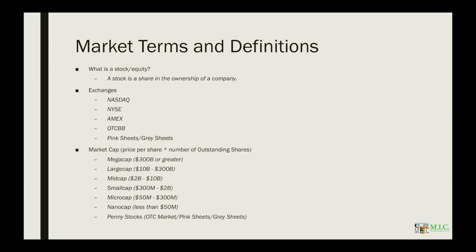Next, we have market cap classifications. These are going to be mega caps, which is any company greater than 300 billion. Large caps between 10 billion to 300 billion. Mid caps 2 billion to 10 billion. Small caps 300 million to 2 billion, micro caps 50 million to 300 million, nano caps less than 50 million, and then we're back down to true penny stocks, which trade on the OTC market, pink sheets and gray sheets.